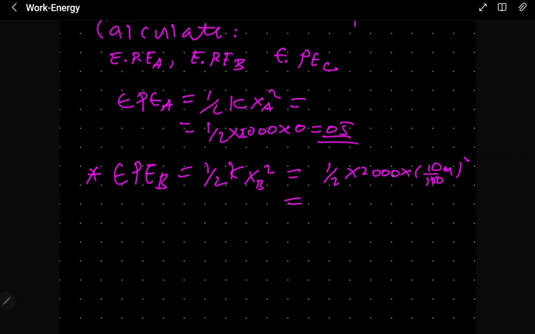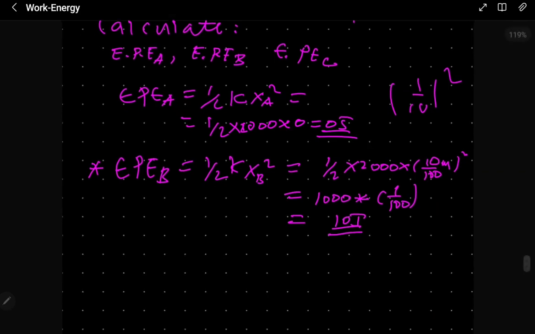So half of 2000 is 1000. So 1000 times the square of 1 over 10, which is 1 over 100. When you square it, 1 squared over 10 squared gives you 1 over 100. So this is equal to 10 joule of energy stored when the elastic material is at position B.